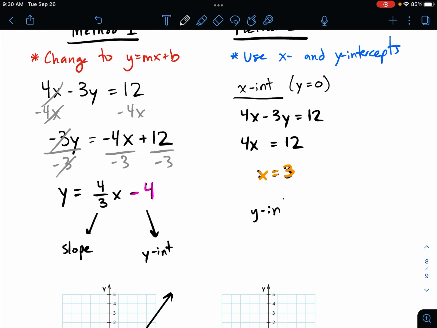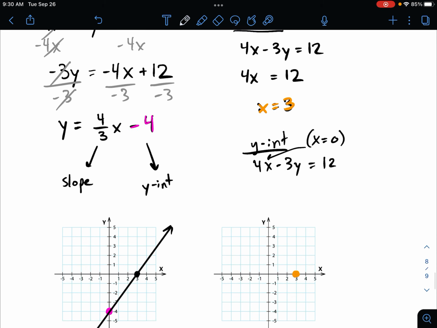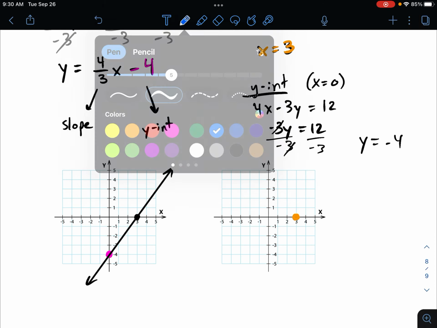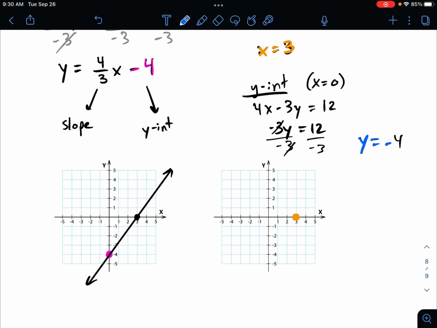And then I can find the y-intercept. And the y-intercept is where x is 0. And so if I plug in a 0 for x, right, we've got 4x minus 3y equals 12. I'm going to plug in a 0 for x over here. And that means that this whole thing will turn to 0, right? Because 4 times 0 is 0. That leaves me with -3y equals 12. And then I can divide both sides by -3, and we should find out that y is equal to -4.